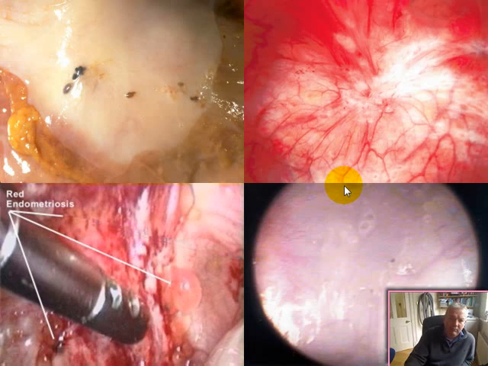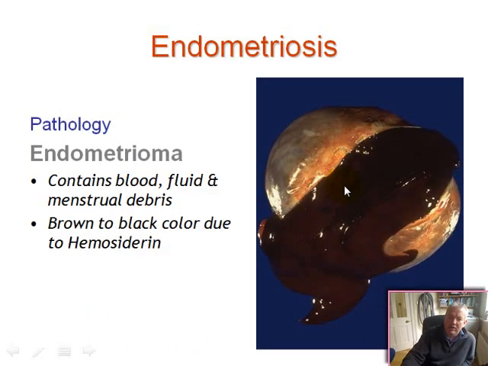Again, more images of the same. Red endometriosis, black endometriosis, etc. This causes pain and scarring, and new nerve ingrowth has been found in these lesions, probably contributing to the pain.